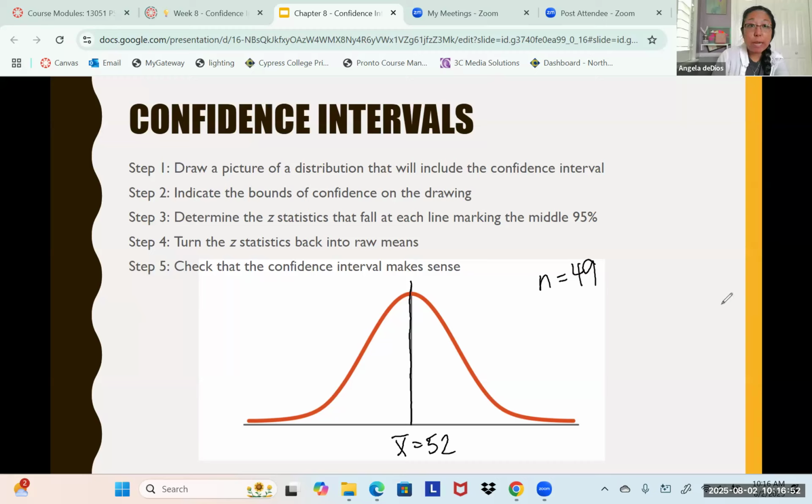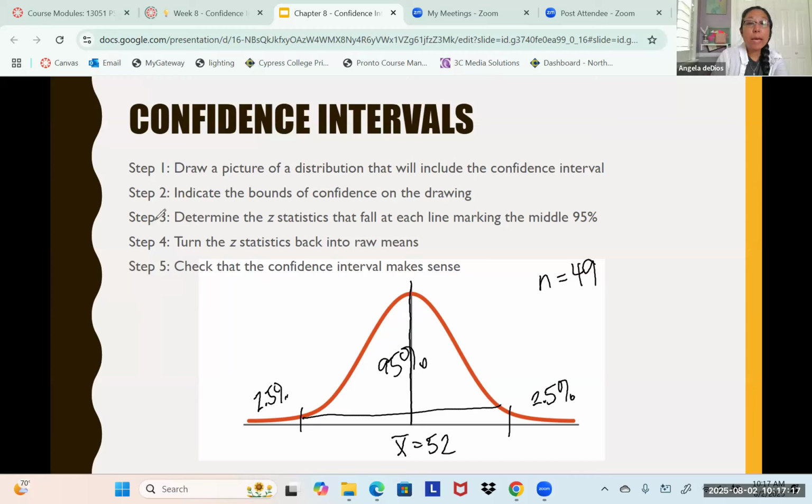All right, so now we want to indicate the bounds of confidence in the drawing. So I want to be 95% confident. So this is 95% here in the middle, which leaves 5% in my two tails. 5% in my two tails gives me 2.5% in each tail.